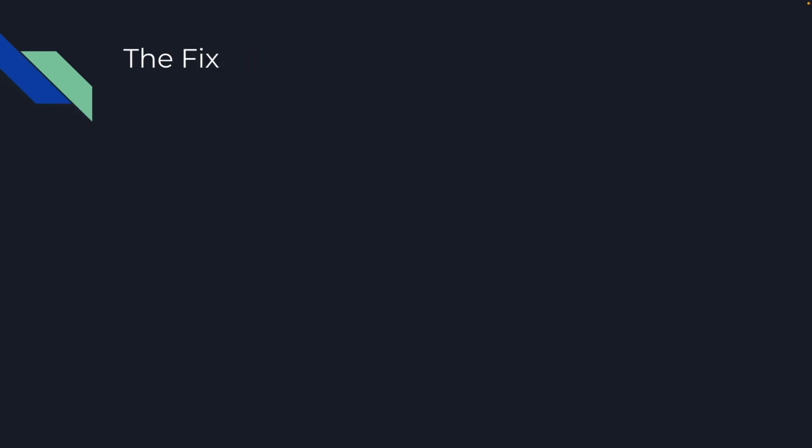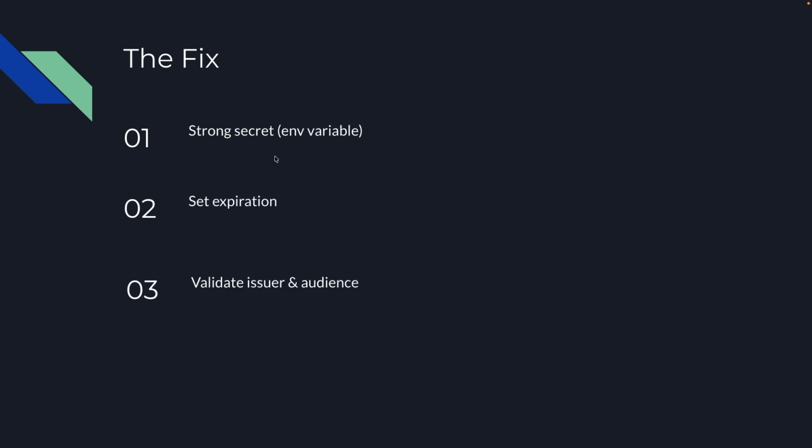So now how can we fix it? There are a few things that we can do. The secret has to be a strong or large string, and it has to be stored in the environment variable file, right? Set the expiration, also validate the issuer and the audience, and never trust the role blindly, right?